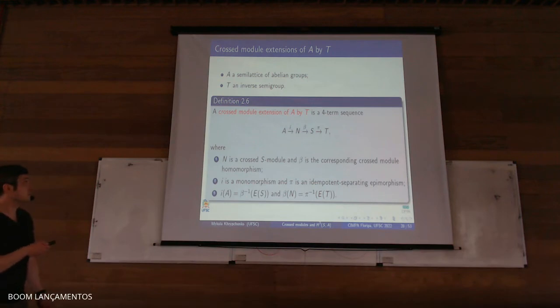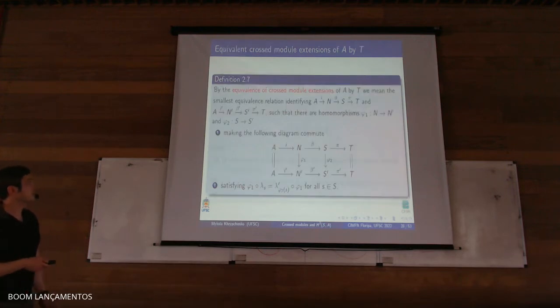And you call it a cross-module extension if this N is a cross-module, beta is the corresponding homomorphism, i is a monomorphism, pi is an idempotent-separating epimorphism, and this says that this sequence is exact in this term, and this says that it's exact in this term. Well, the definition of equivalence is the same.